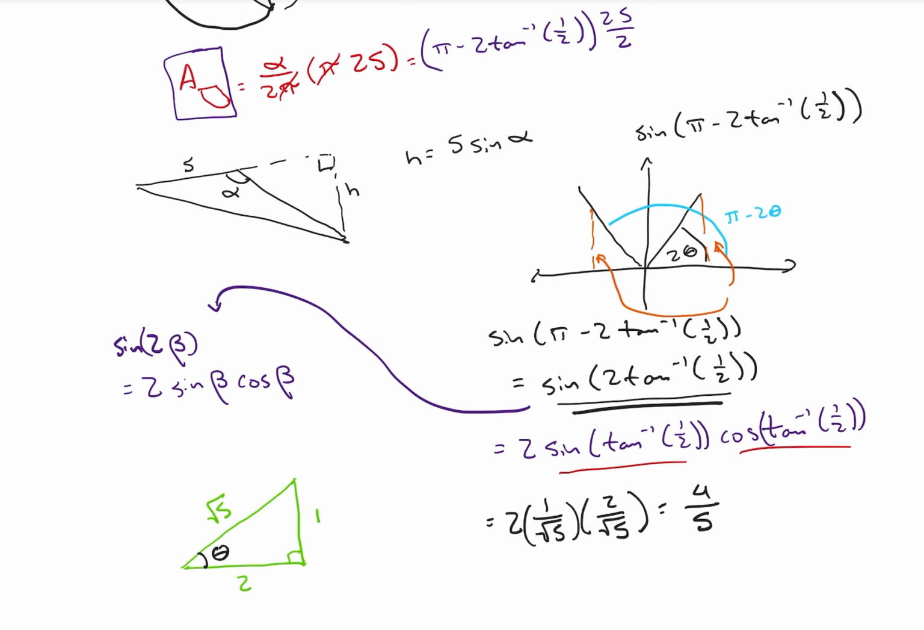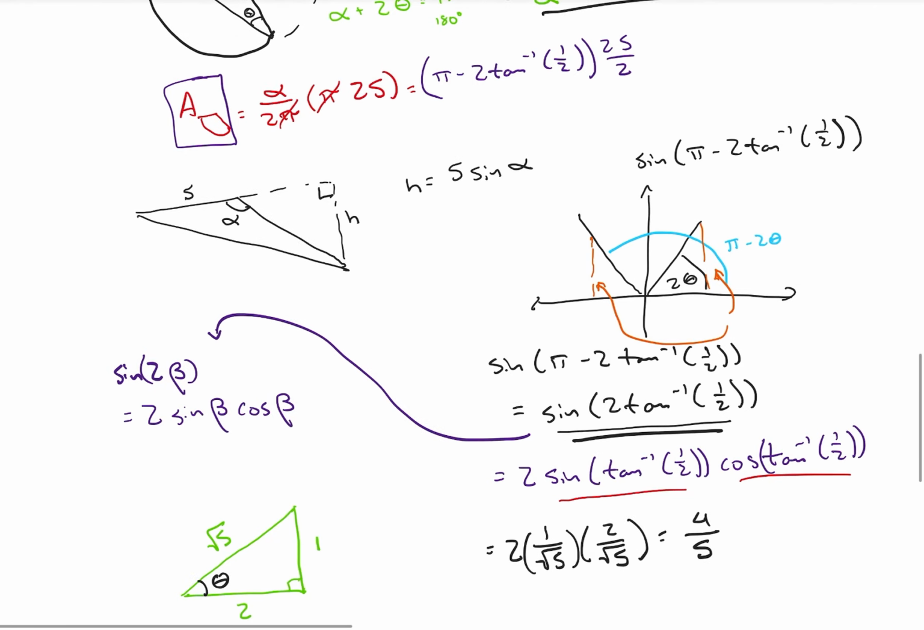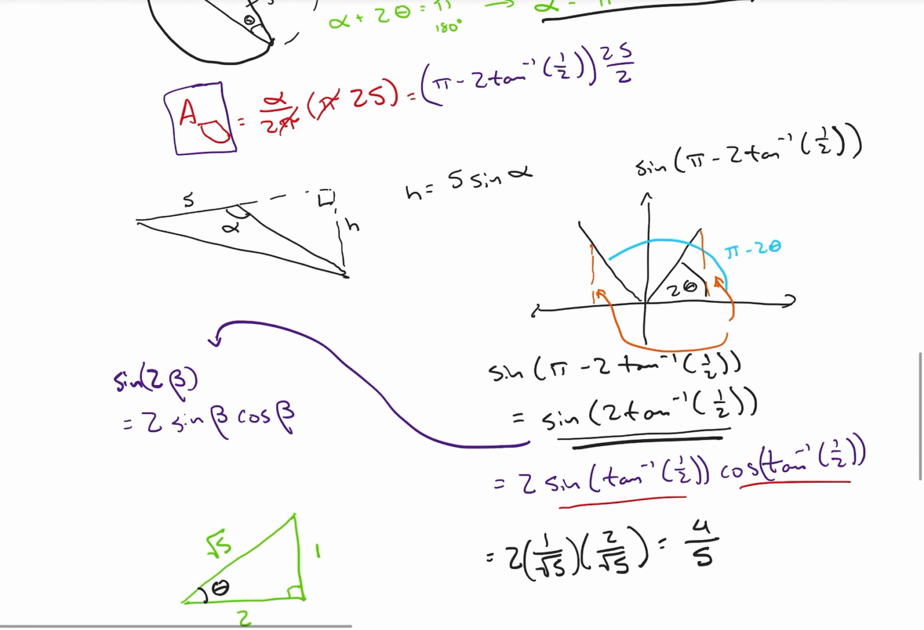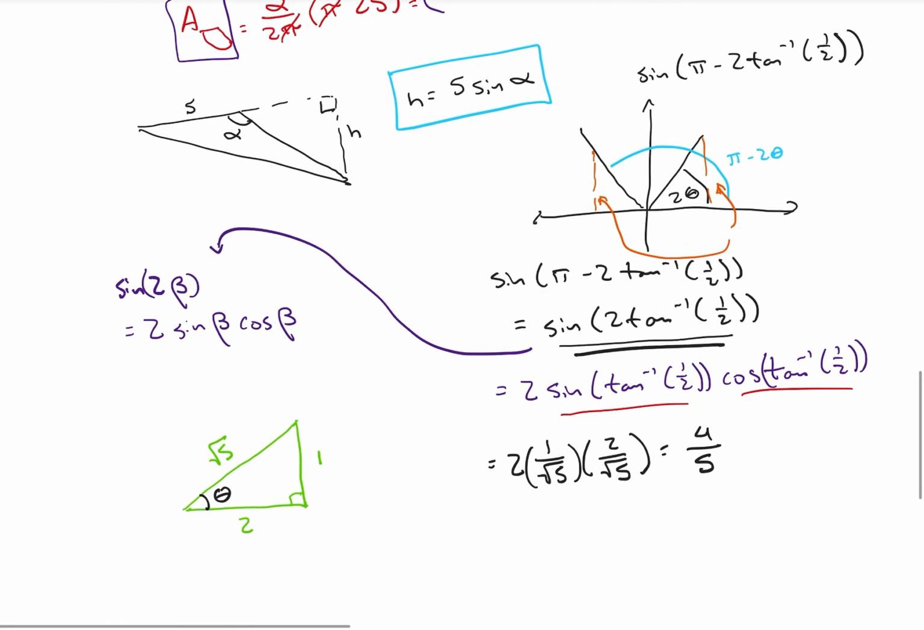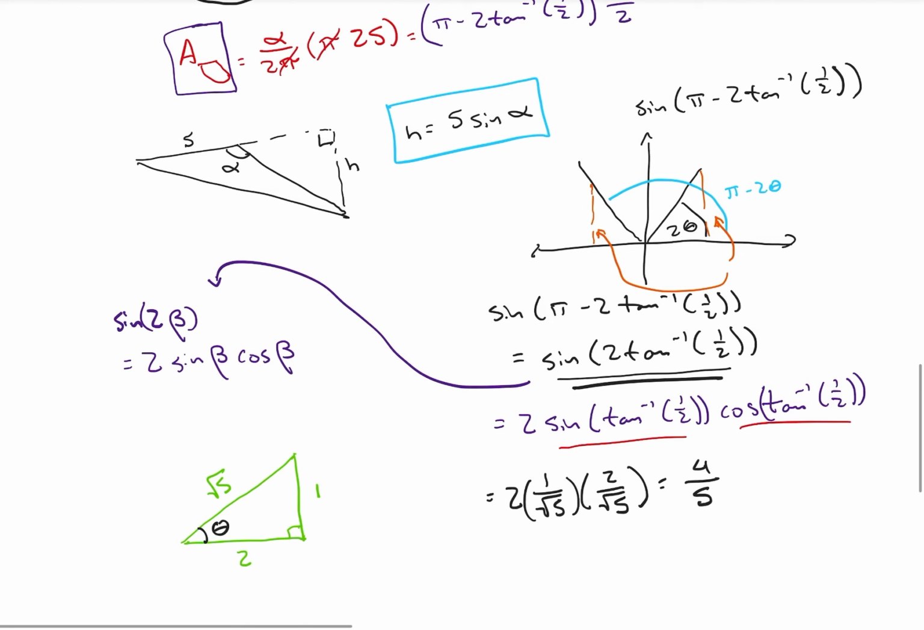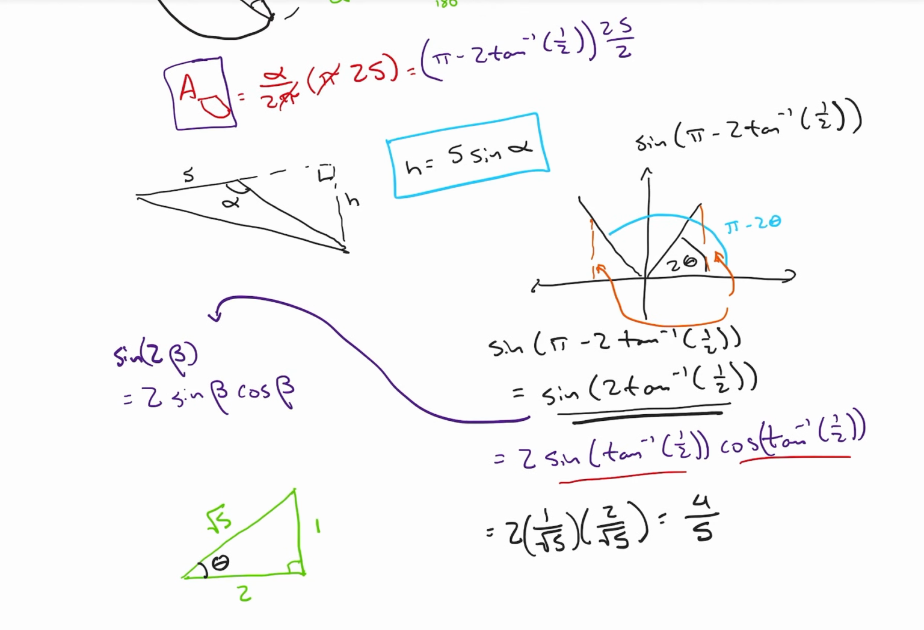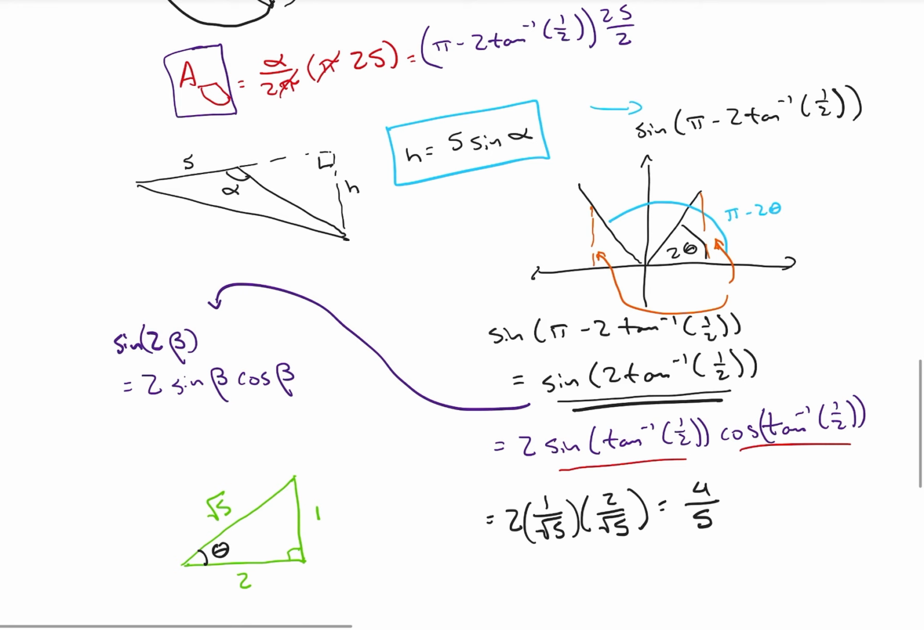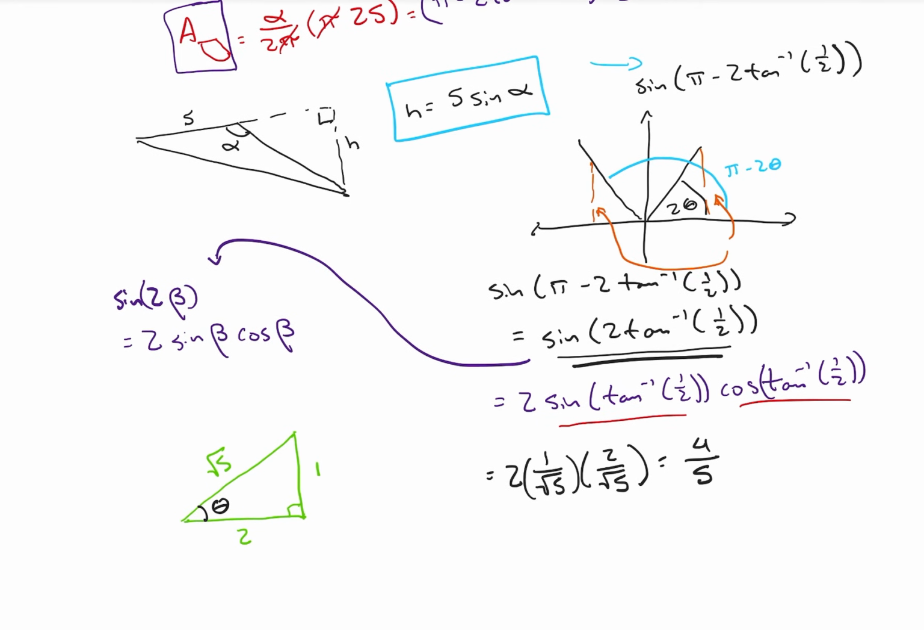So this is starting to get a little bit convoluted. So why did we do that? So let's go back in time just a little bit. So we were trying to get our height up here. So we were trying to get this height. So 5 sine of alpha is actually going to be 5 sine of this guy, which is 4/5. So h is going to be 5 times 4/5, which is going to equal 4.